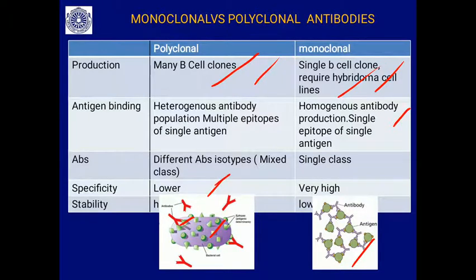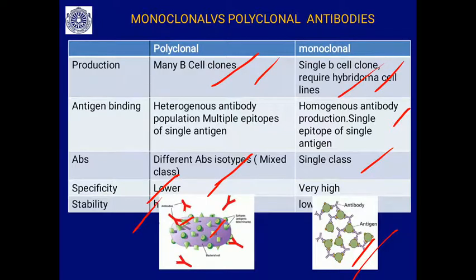Antibodies, you will find it is a mixed class of antibodies of different isotypes, whereas here a single class, it is monovalent, very specific to bind with a particular antigenic determinant. The specificity is lower here because it is for different determinants. Here it is very specific to a particular antigenic determinant.